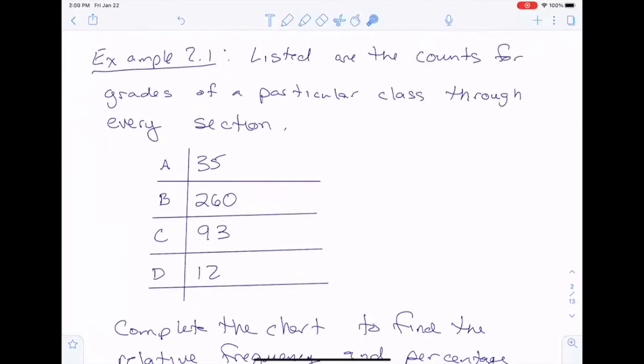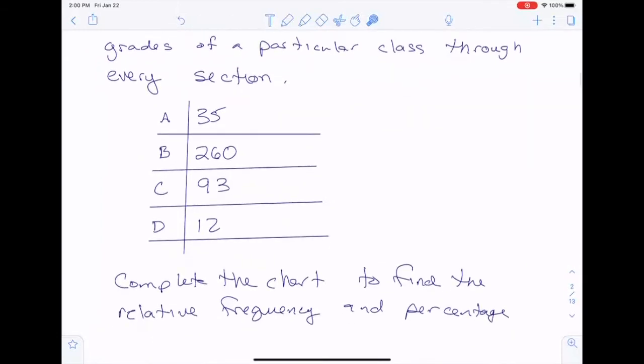So listed below are counts we may have gotten for grades in a particular class through every section, right? So something like this section, like 208, we offer a lot of sections of it through the year. So maybe we want to tabulate how students are doing. So we find out that there are 35 A's, 260 B's, 93 C's, and 12 D's. And what we want to do is complete a frequency distribution or a frequency chart to find the relative frequency and the percentage of each piece. Okay, so let's do that.